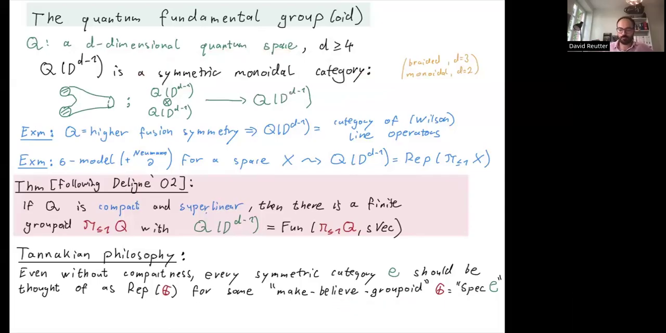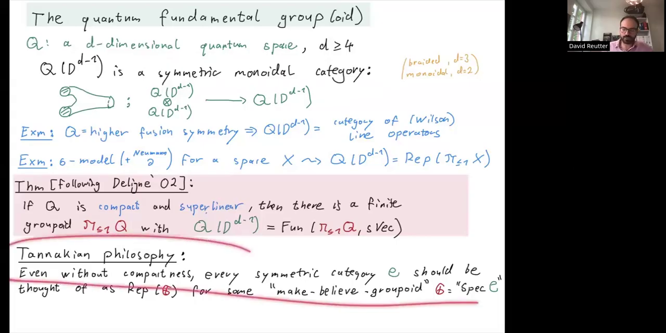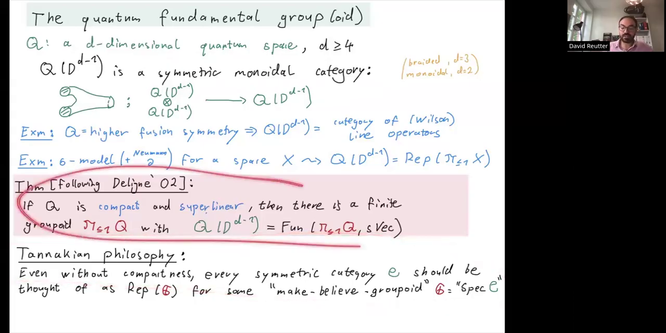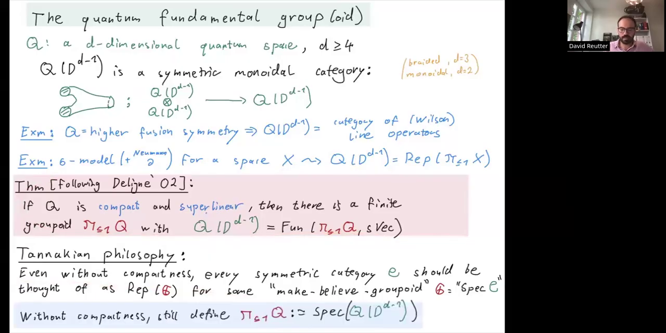And so what you should think is that even if you don't have these conditions, even if you're not finite enough to actually throw out a finite 1-groupoid, you should still think of this as producing for you some make-believe, some fake or affine 1-groupoid object. Okay. But this is, of course, words and philosophy, and this is very concrete in the multifusion setting. And so even without these compactness conditions, you still pretend that this fundamental groupoid is something like Spec of the symmetric monoidal category, even if this is just words and not a mathematical thing.